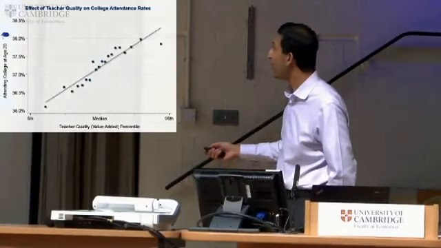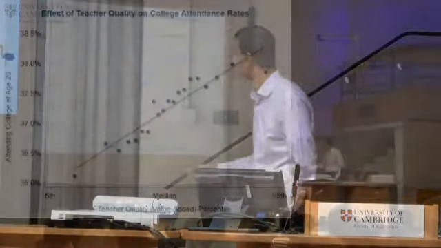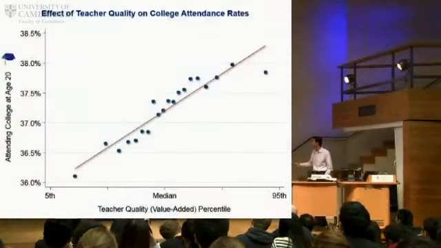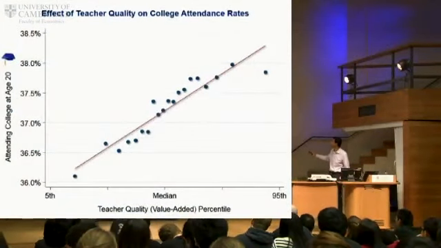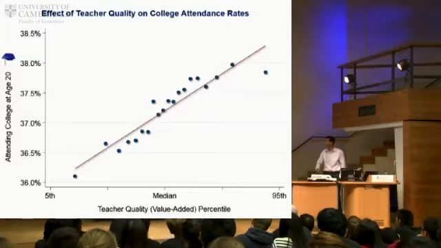And you can see that if you happen to have a low value added teacher for a single year, say in the bottom 5% down here, as opposed to a teacher with value added in the top 5%, it affects your probability of going to college by about 2 percentage points.